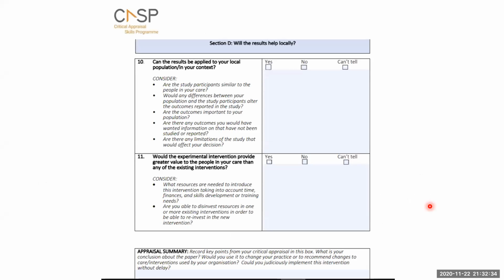So these are the questions related to the applicability of results in a specific context. Can the result be applied to your local population in your context? Would the experimental intervention provide greater value to people in your care than any of the existing interventions? So you have an existing intervention, but you found another intervention in the study. Is it of greater value for you? This question should be answered in order to critically appraise a piece of evidence.